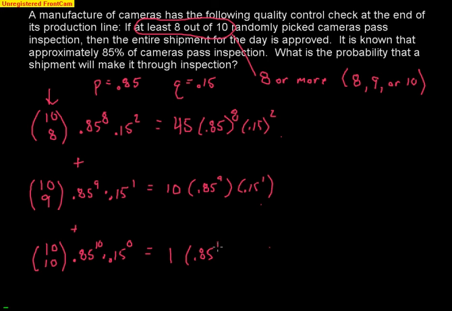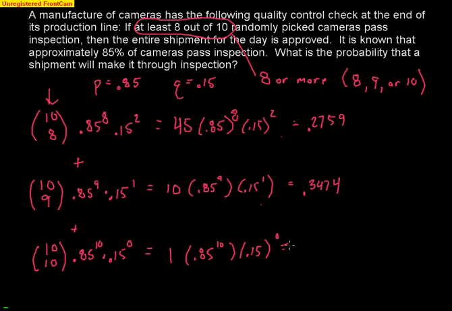So I have to figure all these out now. 45 times 0.85 raised to the 8th times 0.15 raised to the second is 0.2759. Next, 10 times 0.85 raised to the 9th times 0.15 to the first is 0.3474. And one more to go: 1 times 0.85 raised to the 10th times 0.15 to the 0, which I know is 1, and that is 0.1969.